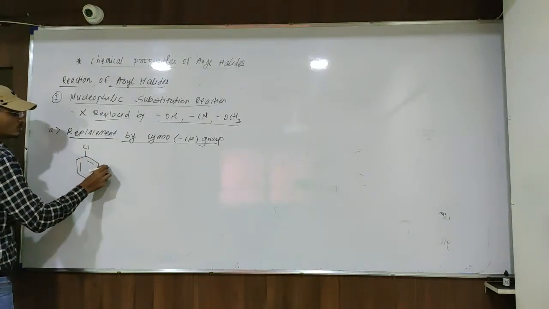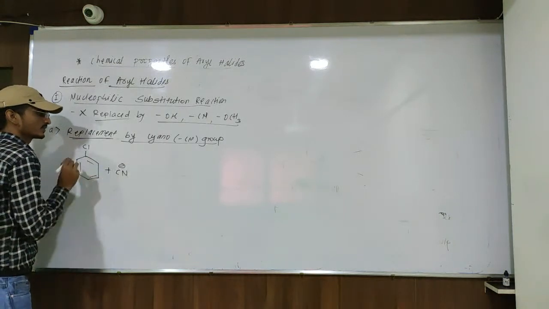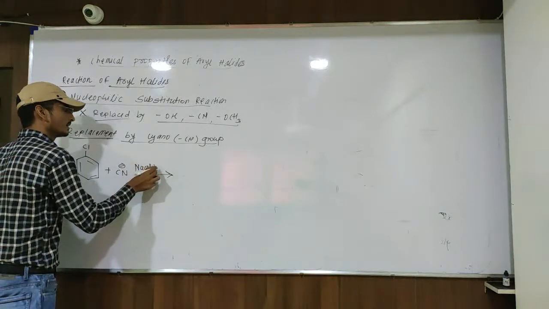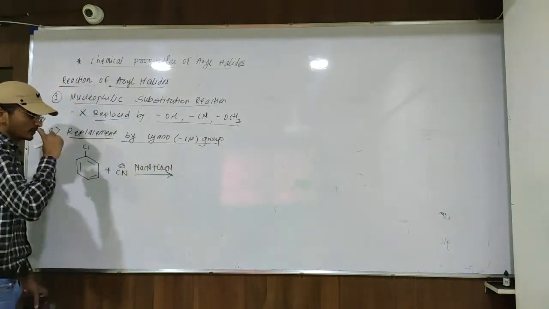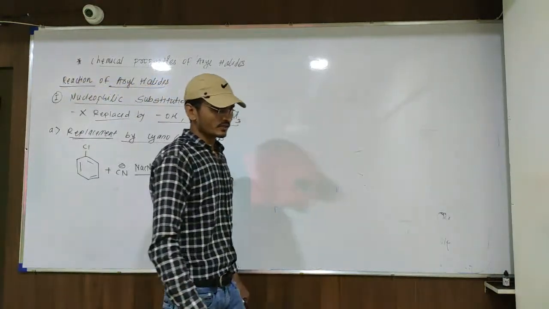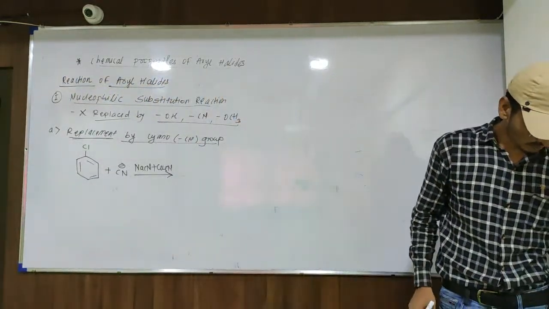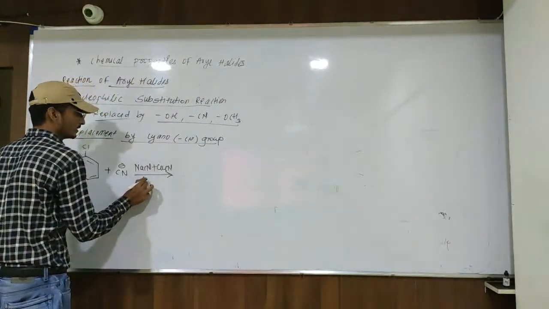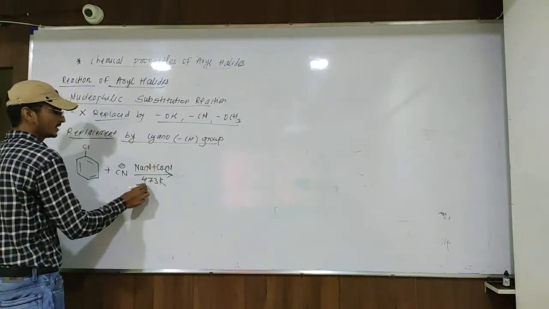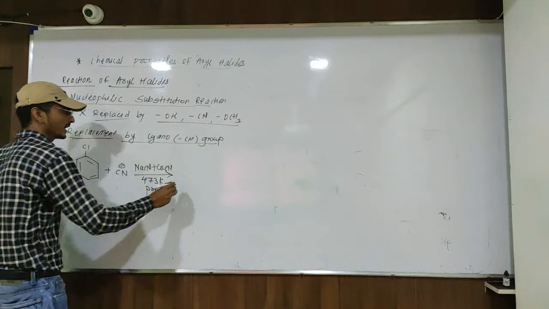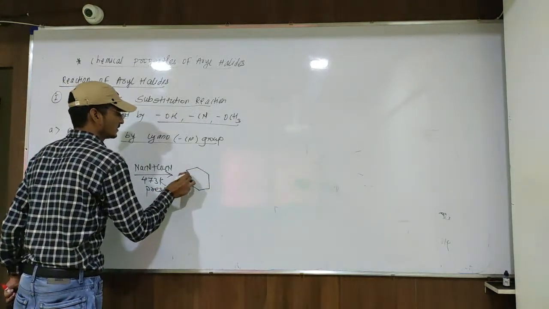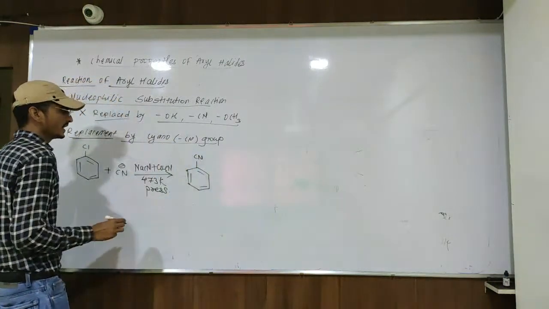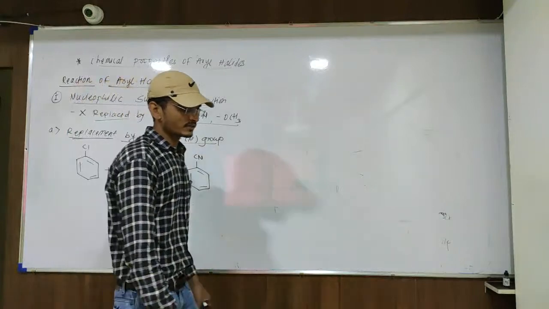So that chlorobenzene reacts with nucleophile, that is a CN minus, but that CN minus is given by sodium cyanide plus CuCN, that is a mixture. So that mixture gives the CN minus, that is nothing but the nucleophile, and this reaction takes place at 473 Kelvin, and there is a need of some pressure. So at that time, the Cl is just replaced by cyanide, and you will get the cyanobenzene as a product.